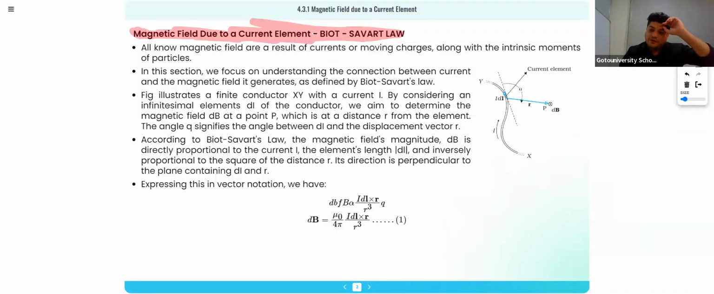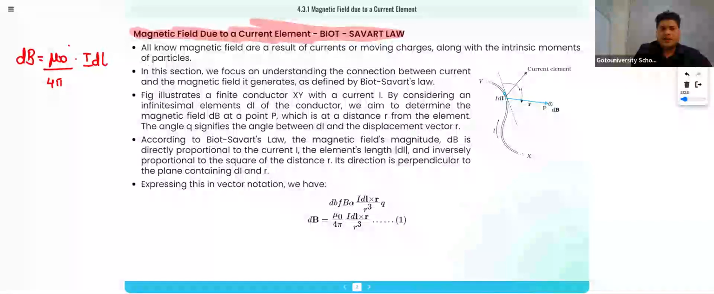Now, first of all, see what is Biot-Savart Law. First, I will write the formula. The formula for Biot-Savart Law is dB is equal to mu naught over 4 pi into I dl sine theta over r square.